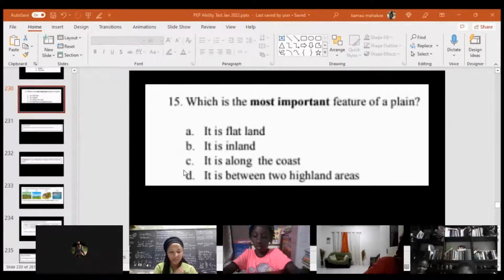There is no argument there. A plain is an area of flat land. All right, so Jonathan said flatland. Antoine, Legende, Shelicia said flatland.